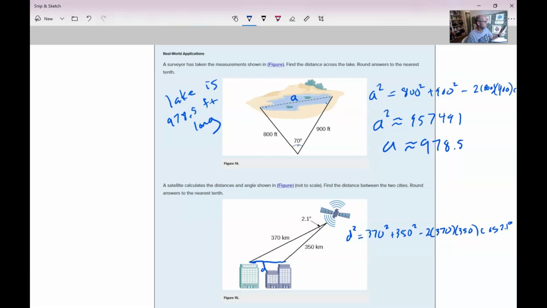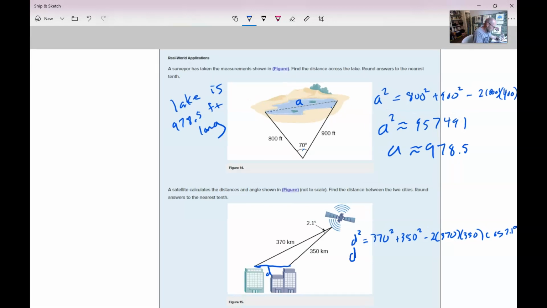And I get 573.9. And if we square root that, we get 23.95. So D is approximately equal to 23.95, so we'll round it off to 24. Approximately equal to 24 miles. So the cities are 24 miles apart.